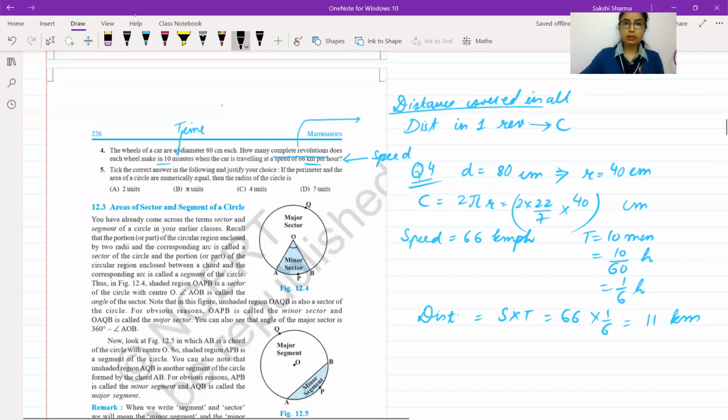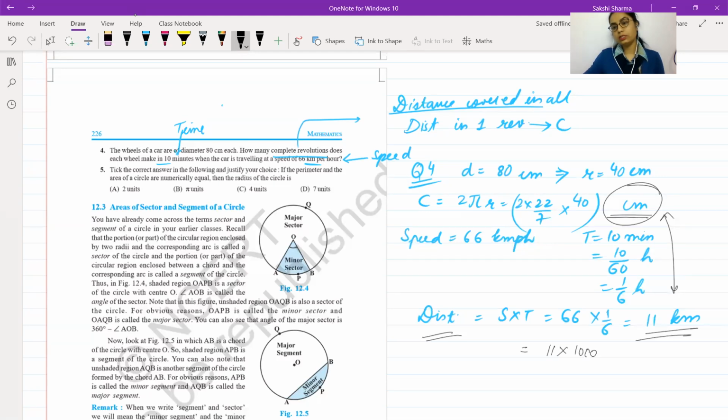You need to remember one thing here, that the circumference that we have calculated is in centimeters and the distance covered by the car is in kilometers. So you need to make sure that the units are same. You can convert the units. 11 kilometers right here. So 11 multiplied by 1000 will make it meters. Further multiplied by 100 will make it centimeters. This is the distance covered by the car.